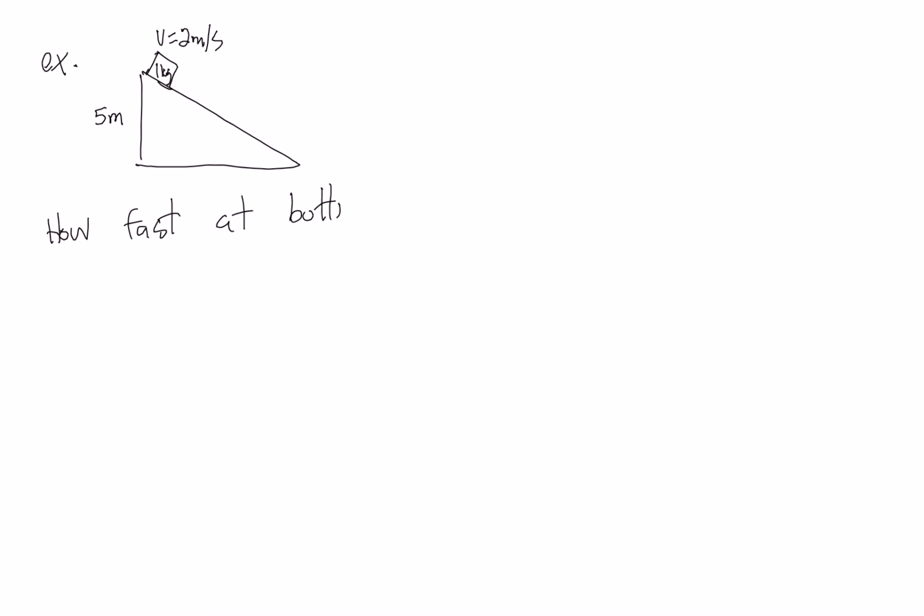So let's do one where we have an object sliding down a ramp. So let's suppose it was already moving at 2 meters per second. So it's going down the ramp at 2 meters per second. And let's suppose it's 5 meters above the ground. And let's suppose it was 1 kilogram. So let's assume the question says, how fast is it moving at the bottom of the ramp if the ramp is frictionless.